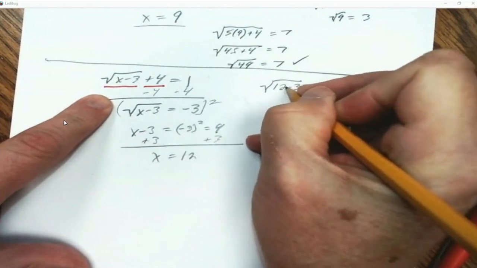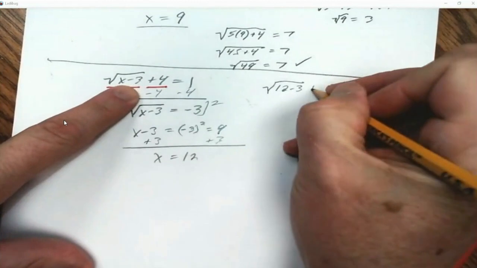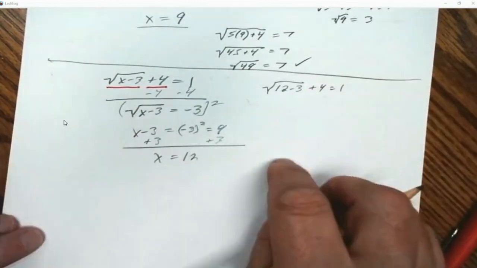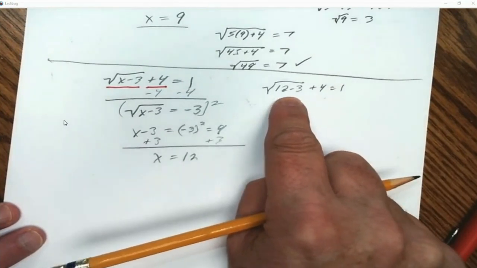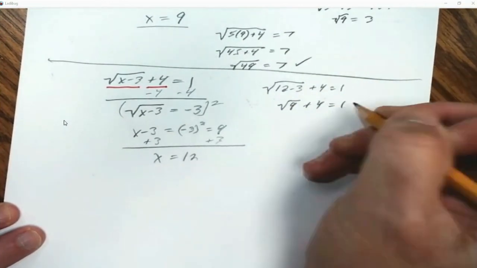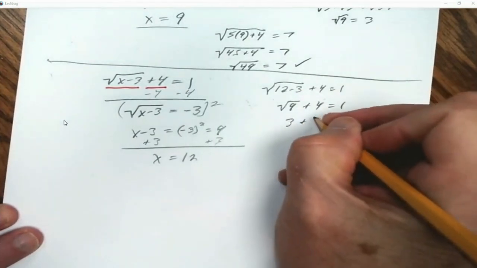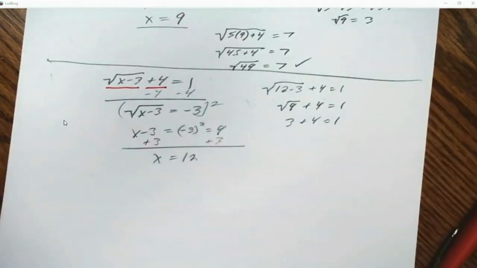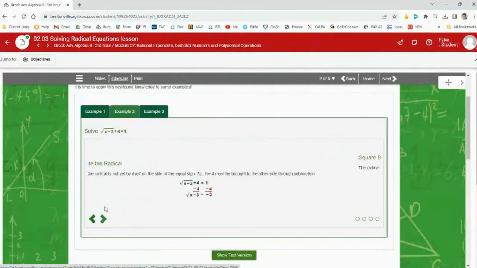12 minus 3. Since that's what x equals, it's 12. The square root of 12 minus 3, plus 4 equals 1. This is 12 minus 3, so that's the square root of 9 plus 4 equals 1. It's going to be an interesting case here. What's the square root of 9? 3 plus 4 equals 1. Wait a minute, what happened there? 3 plus 4 does not equal 1, but that's what it got with the solution right there. This is one of those cases. They're going to work it right here.